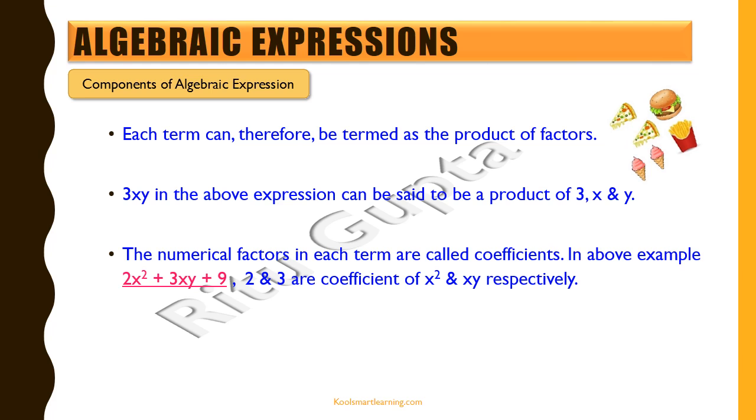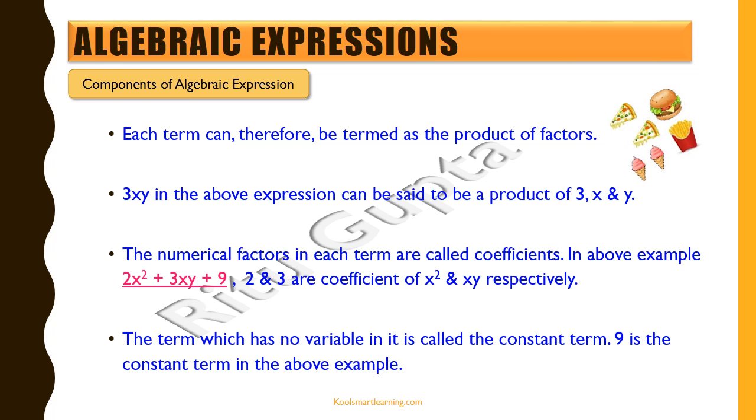The numeric factors in each term are called the coefficients. In this example, 2x square plus 3xy plus 9, we have 2 and 3 as the coefficients of x square and xy respectively. The terms which do not have any variable in them is called a constant term. So in the above expression, we had 9 as the constant.